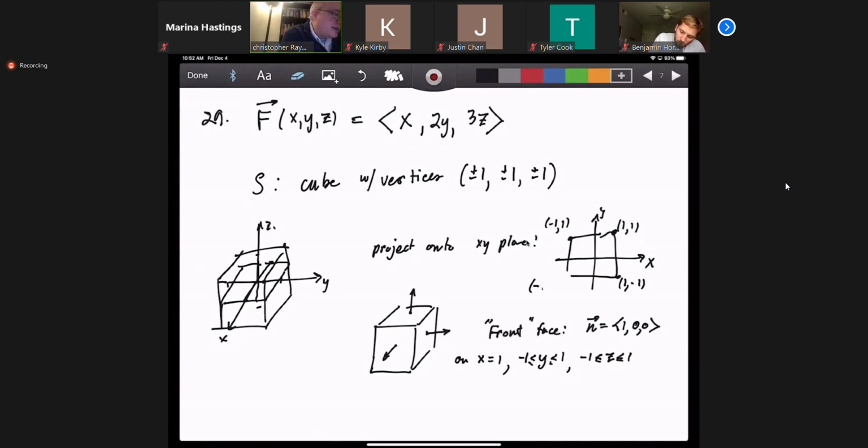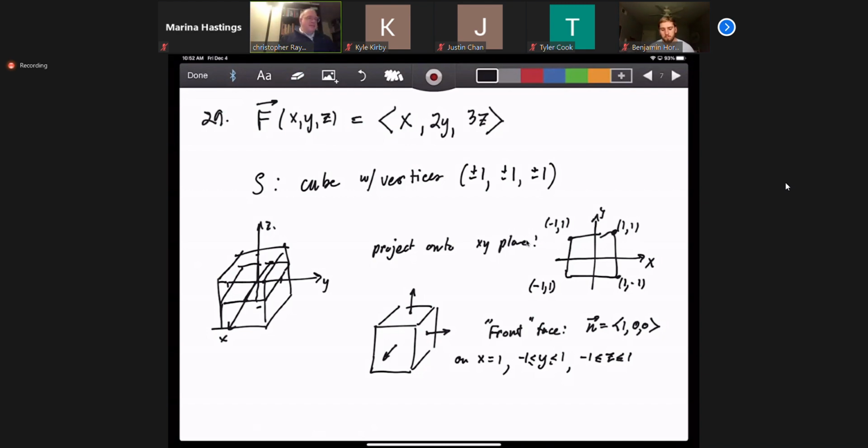And for the side faces, the way we've drawn the cube, the face on the right is going to be y equals 1, x between -1 and 1, z between -1 and 1, and the normal vector would be 0, 1, 0, right? Unit vector in the plus y direction. The left face of the cube would be y equals -1, x and z both go between -1 and 1, the normal vector would be 0, -1, 0, and so forth, right? And then we have the top and the bottom faces.